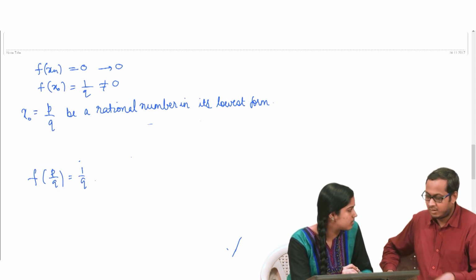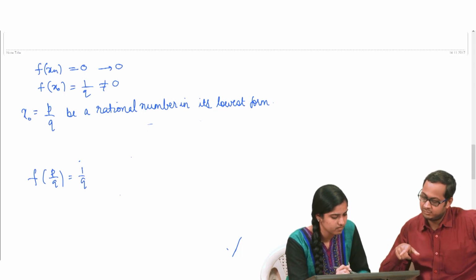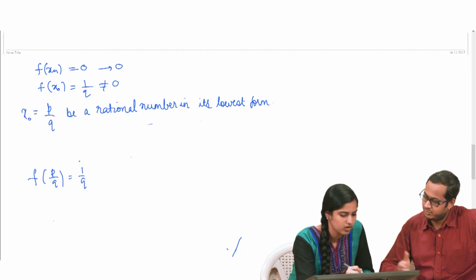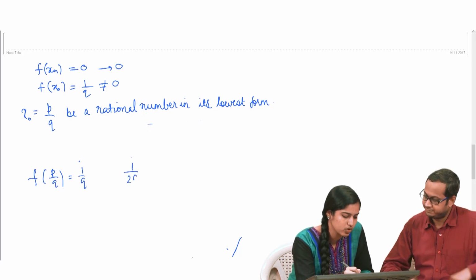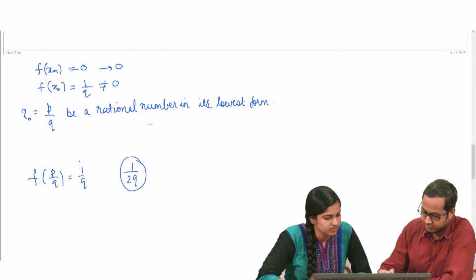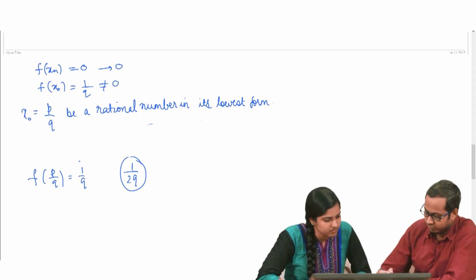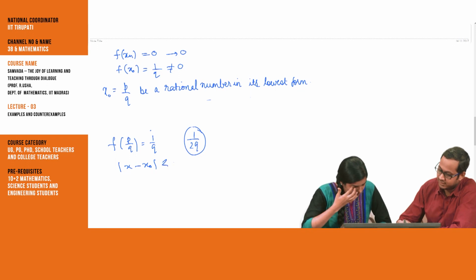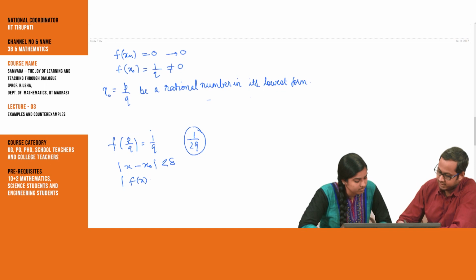What do you think? I think that epsilon should be something less than 1 by q. Maybe 1 by 2q. Yes, we will take 1 by 2q and check if this works. So let us try with this 1 by 2q. Now for continuity, what do we have to get? We have to get a delta such that whenever mod x minus x naught is less than delta, this should imply mod f of x minus f of x naught is less than epsilon.